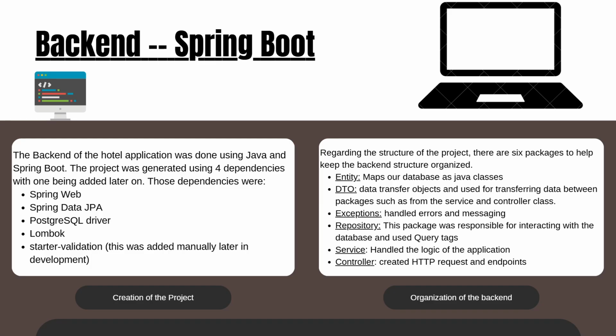We have DTOs, which are data transfer objects, used for transferring data between packages, such as from service and controller classes. We have exceptions, which help handle errors. We have our repository layer that was responsible for interacting with the database and uses many queries. We have our service layer that handles the business logic of our application. And then we have controllers, which create the HTTP requests and endpoints that the front end fetches to display.